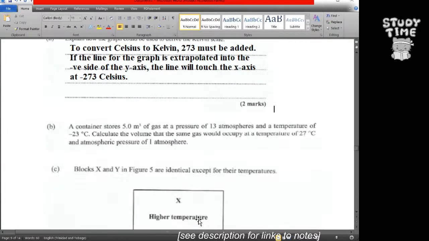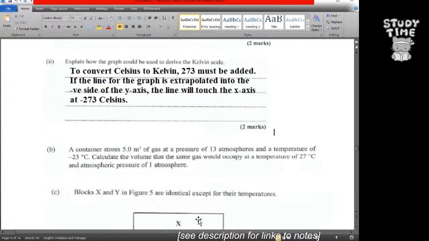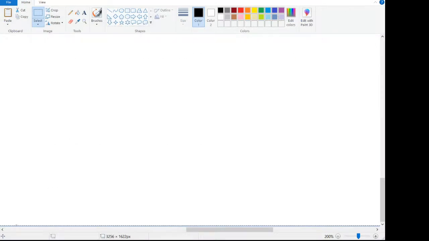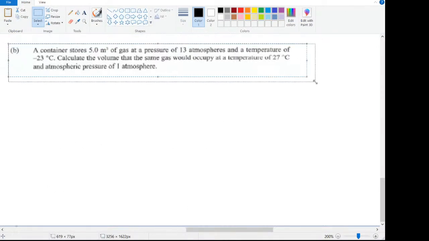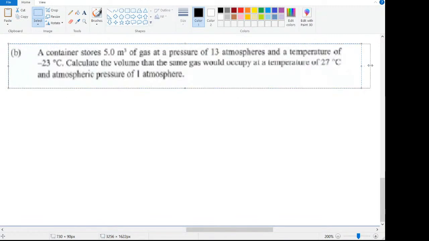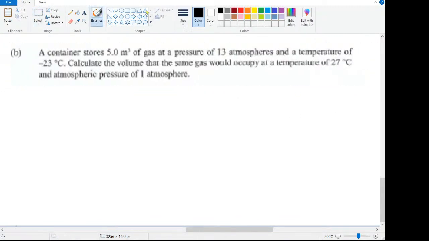Alright, so we have a gas laws question here now. A container stores 5 meters cube of gas at a pressure of 13 atmospheres and a temperature of minus 23 Celsius. Calculate the volume that the same gas would occupy at a temperature of 27. So you have 5, that's the volume, there's the pressure, there's the initial temperature, there's the final temperature, there's the final pressure, and we're checking for the final volume.